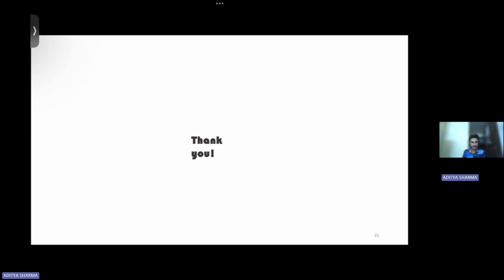And after discussing the conceptual questions, we did two numerical based questions, right? One was on calculating the static temperature based on probe recovery factor, and the last numerical was on measuring the dynamic pressure, right? So this way we conclude today's session, right?